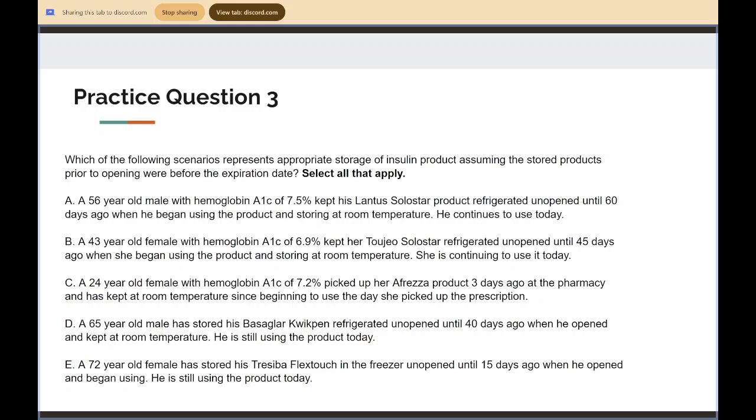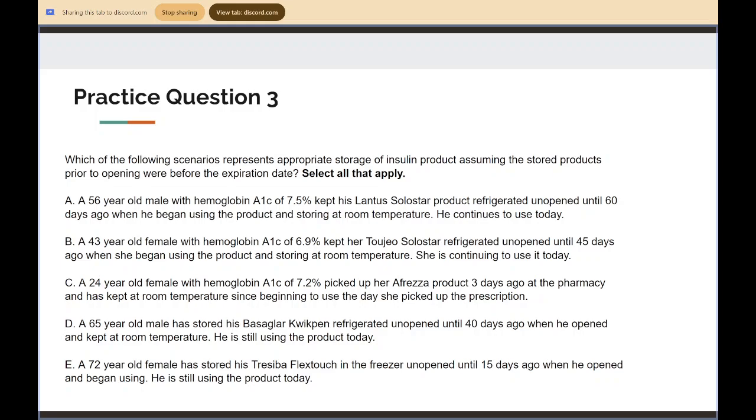B, a 43-year-old female with hemoglobin A1C of 6.9, kept her Toujeo Solostar refrigerated unopened until 45 days ago when she began using the product and storing at room temperature. She is continuing to use it today. Choice C, a 24-year-old female with hemoglobin A1C of 7.2 picked up her Afrezza product 3 days ago.